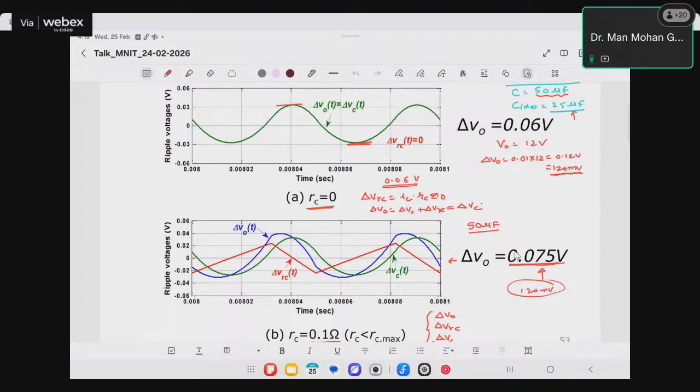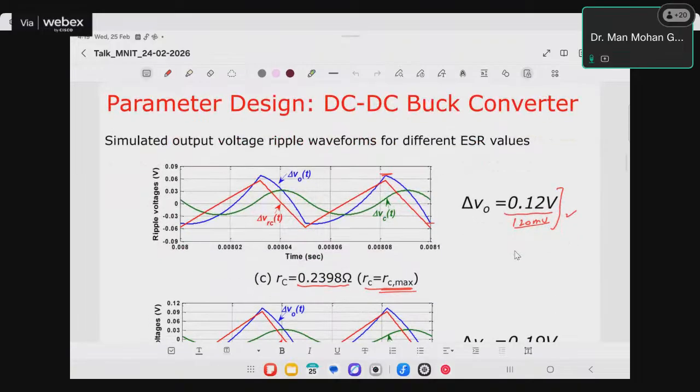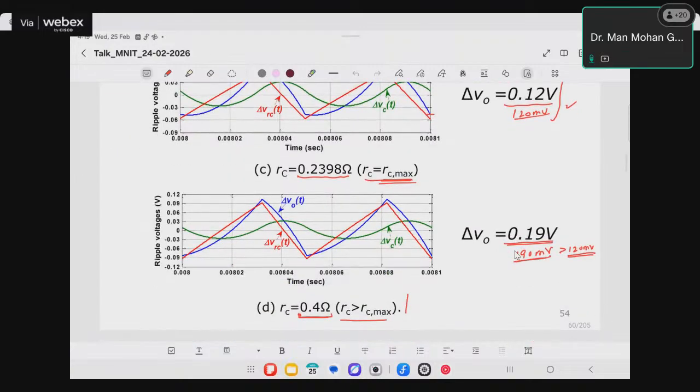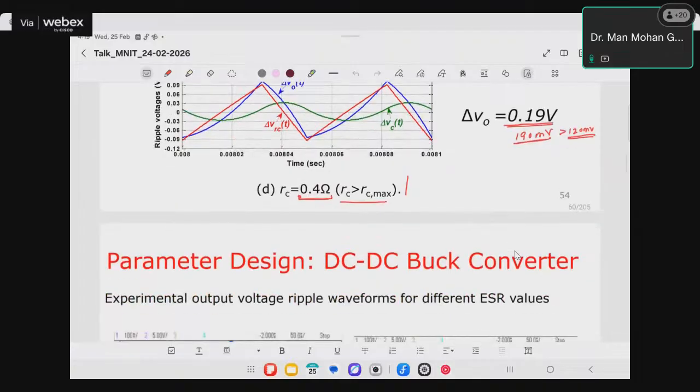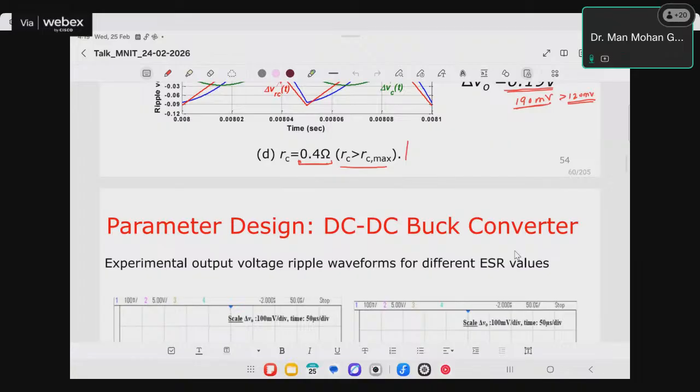We kept on increasing the ESR. We started from RC equal to 0, that is the ideal case, then 0.1, then the ripple increases further, and we went to 0.2398, which is RC equal to RC max, right? So RC max is the maximum value of ESR which may be allowed. At that ESR value, the output voltage ripple is 1%, exactly 1%. If we cross this ESR, then the ripple is more. It means ESR does play a key role, right?